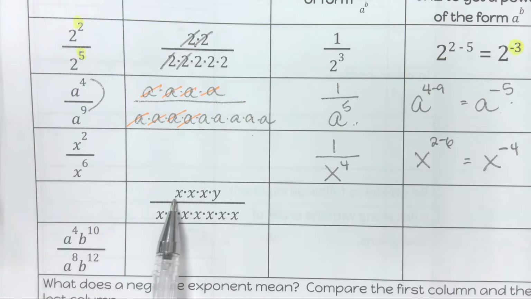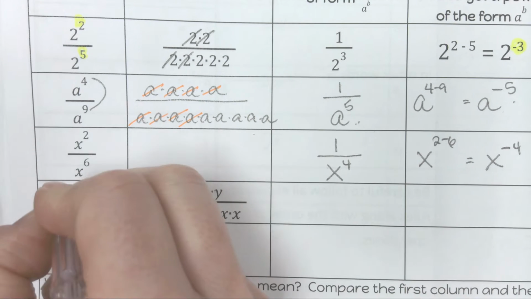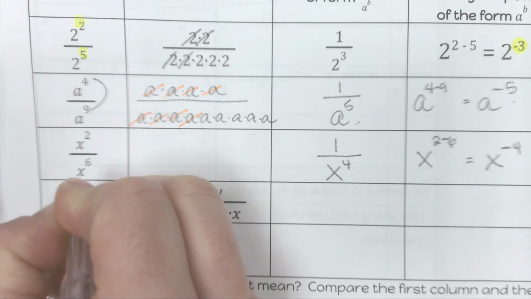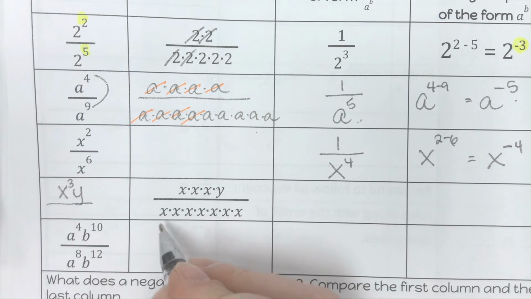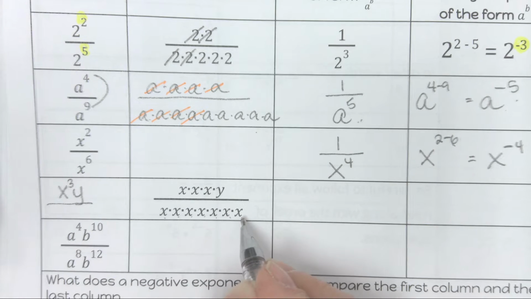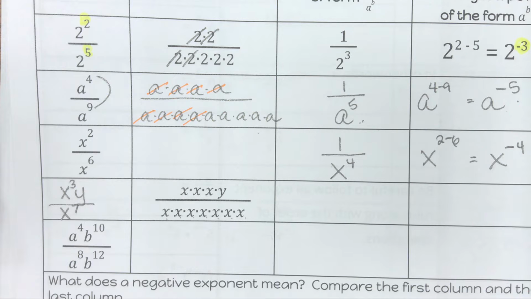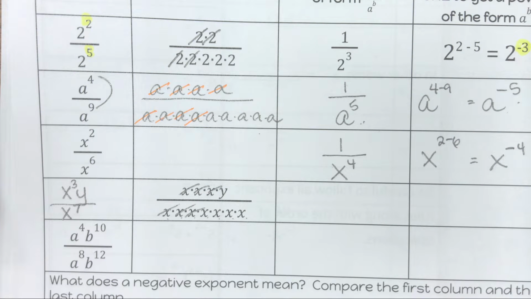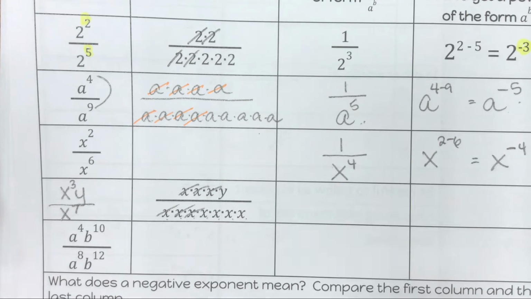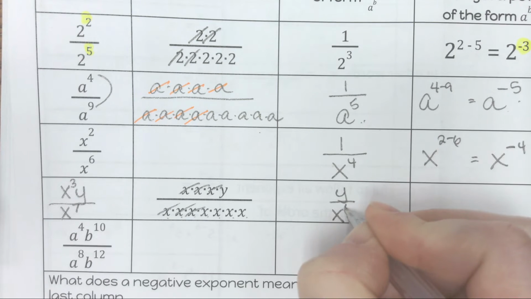How many factors of x do I have on the top? 3. So that would be x cubed, and then we have a y on the numerator. And on the bottom, I count 1, 2, 3, 4, 5, 6, 7. So x to the 7th. If I was simplifying that, 3 factors would cancel. What's left on the numerator? y over x to the 4th.